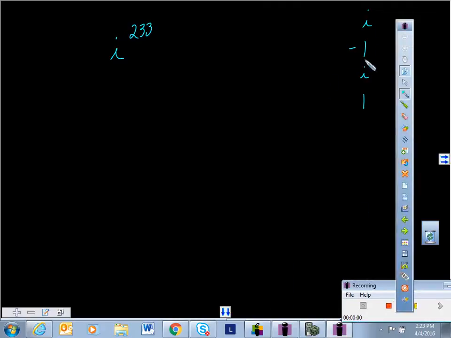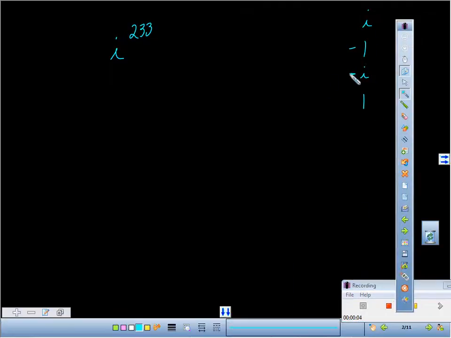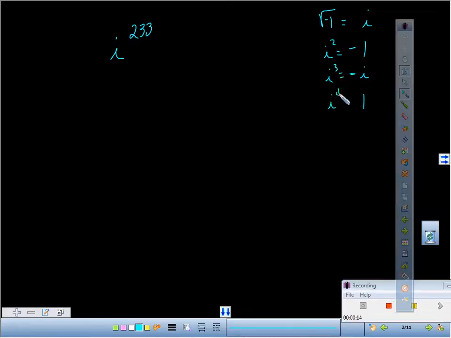Okay, so i. Keep your negatives on the inside, positives on the outside. This is the square root of -1. This is i squared. This is i cubed. And this is i to the 4th.